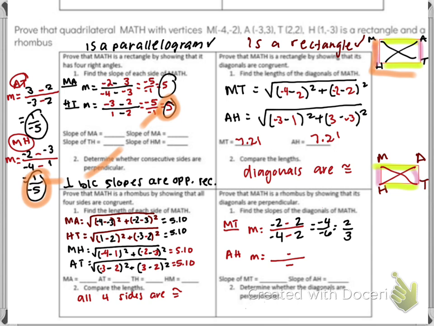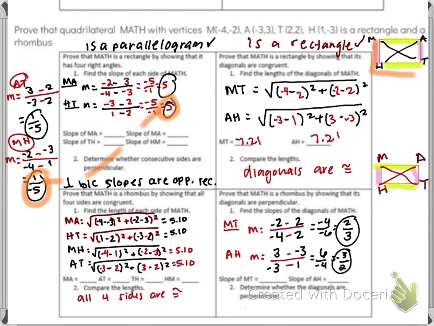Let's find the slope of AH. So A is -3, 3. So the -3 goes at the bottom, 3 goes at the top. H is 1, -3, so it looks like this. So let's go ahead and simplify that. 3 minus -3 is going to be 3 plus 3, which is 6. -3 minus 1 is -4, so it looks like that. And again, we're going to simplify that. We can divide by 2, so 6 divided by 2 is 3. And 4 divided by 2 is 2. And it's going to be negative, okay?